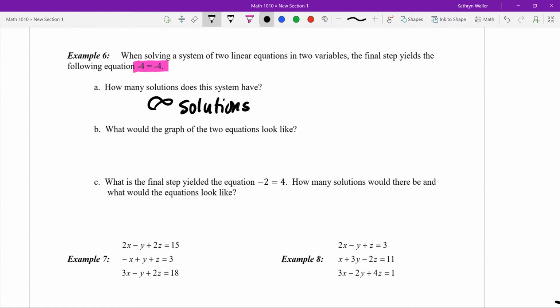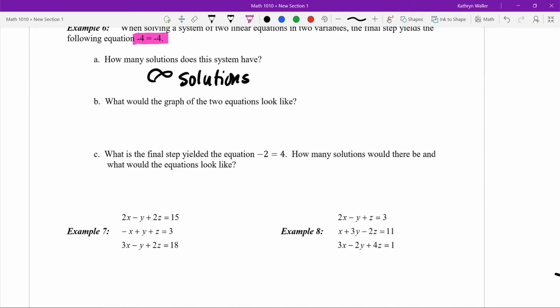Okay, now I want to do something else. What would the graph of the two equations look like? So listen, I solve one for y, I solve one for y, I graph them. The answer is infinite solutions. What does the graph look like? Can anybody tell me? I don't want you to say it goes up and to the right. That's not what I'm talking about. Yeah. It's the same line.